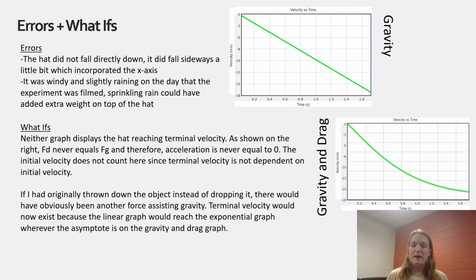Then some what-ifs are about the terminal velocity. In the original graphs, the terminal velocity would never have been reached because FD never equals FG; it just kind of goes like this. However, when we incorporate throwing it down instead of dropping it, the hat, with gravity and drag, does a very sudden change and then kind of drops off. The asymptote goes on forever, which means that at some point the linear graph of gravity does have to hit it. And so, yes, there is a terminal velocity when it drops to the ground.